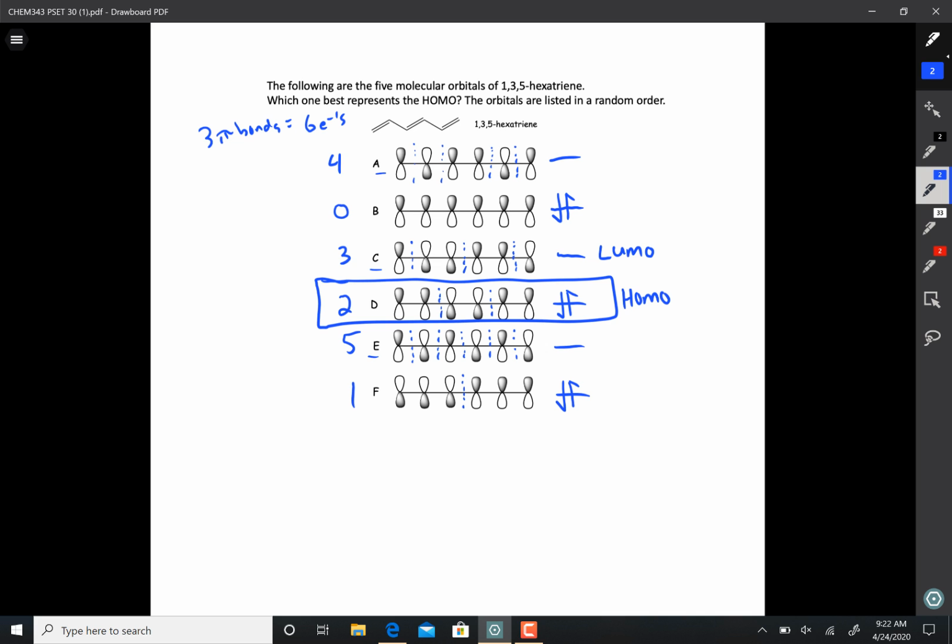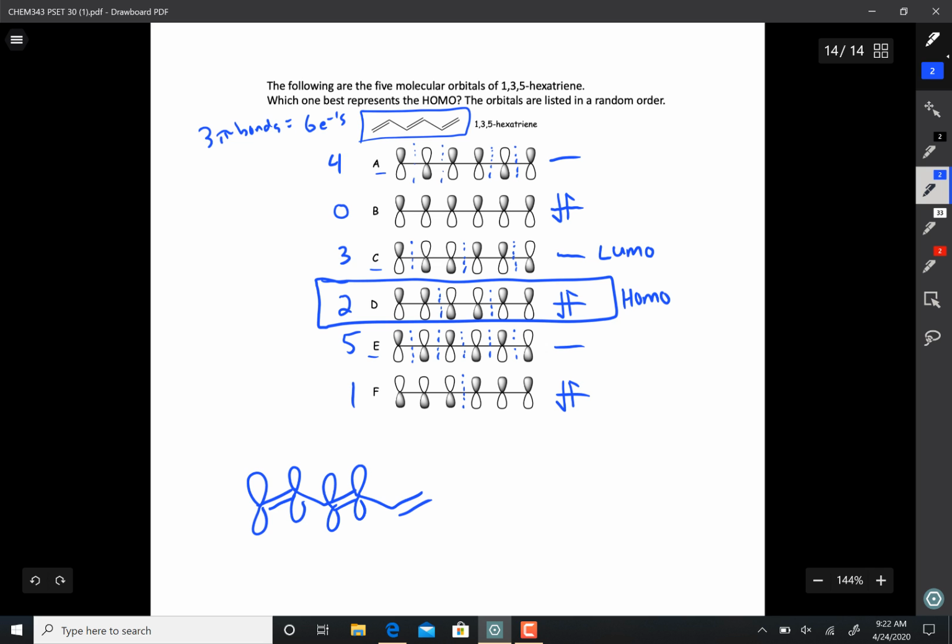The other way of doing this question is this right here has an even number of carbons, an even number of p orbitals that are conjugated to each other, right next to each other. And when it's that way, the HOMO is the easiest one to draw. You just put p orbitals next to each other, and then where there's a pi bond, you shade appropriately. Where there's not a pi bond, you have a node. And you can see that this matches D.